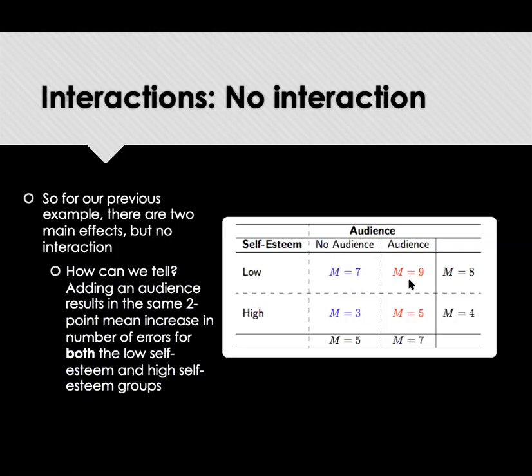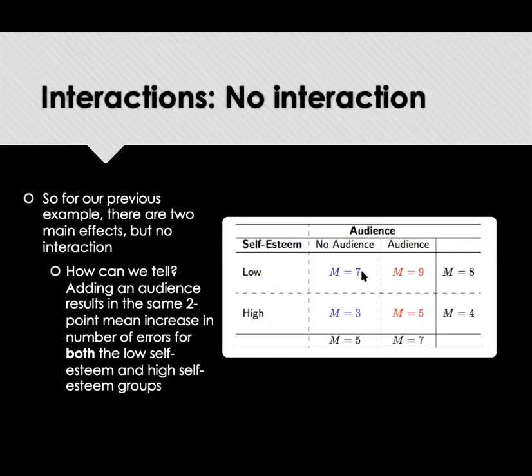So let's look at just low self-esteem for a second. No audience, you have 7 errors on average. With an audience, 9 errors on average. So it went up by 2. If you look at high self-esteem, you get the same exact increase, right? They had 3 errors without an audience and 5 errors with an audience.